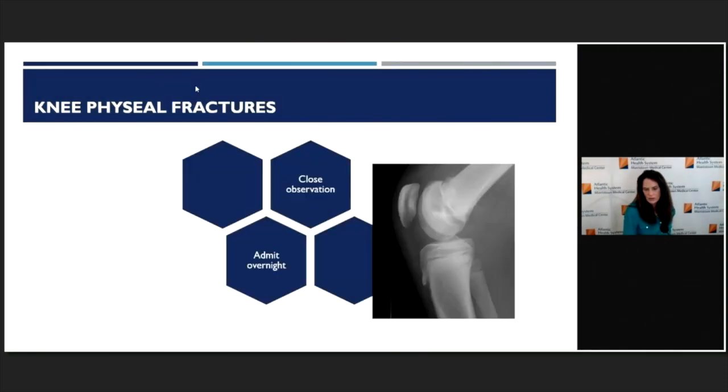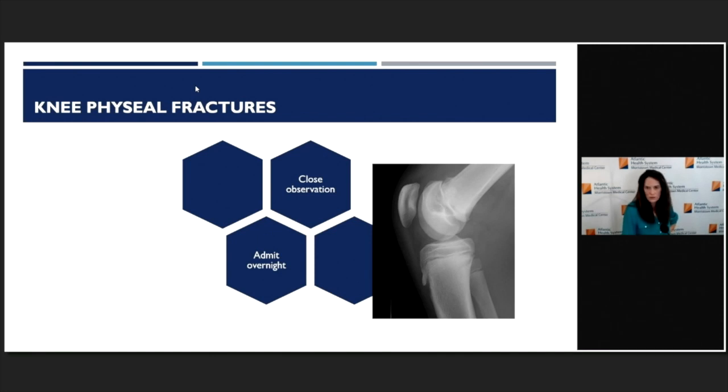So with a knee physeal fracture, this is an example of one here. And something about the growth plate here just doesn't look right. And this child, I'm sure, had a ton of pain and tremendous amount of swelling. And so that should tip you off that there's something going on here. And you may get some other views that make it more clear that there's a distal femoral physeal fracture.